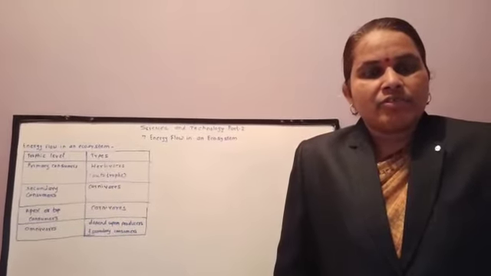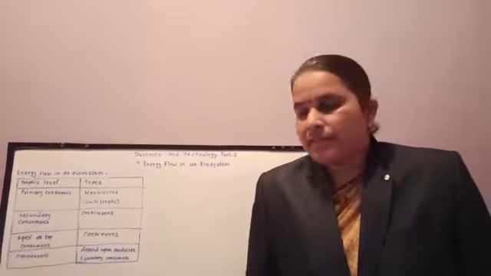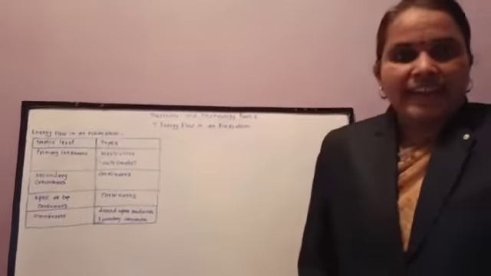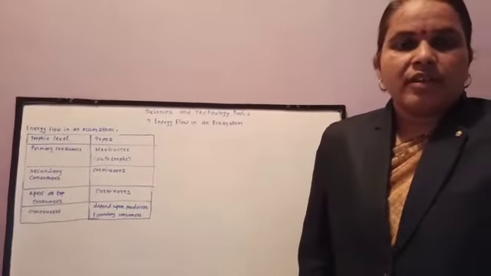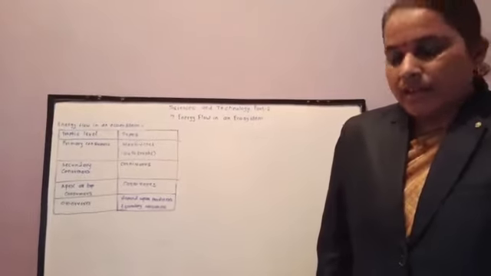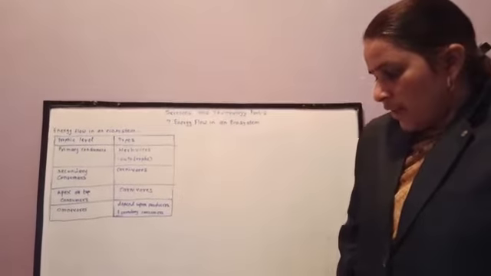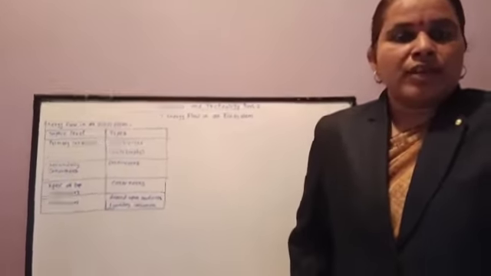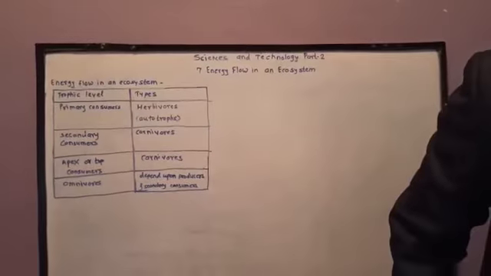The Science and Technology Part 2, Chapter number 7, Energy Flow in an Ecosystem. In this chapter, you have studied the food chain and food web, energy pyramid, and the third point, biogeochemical cycle.